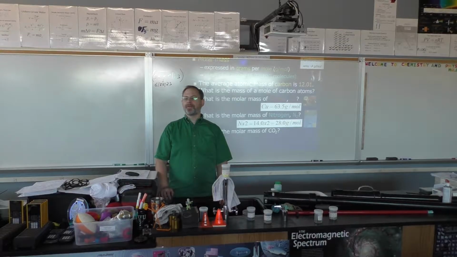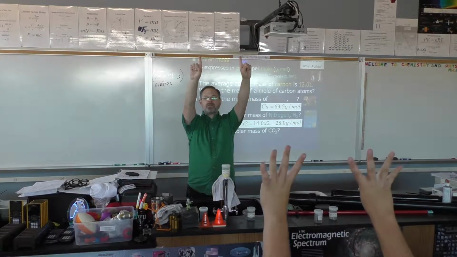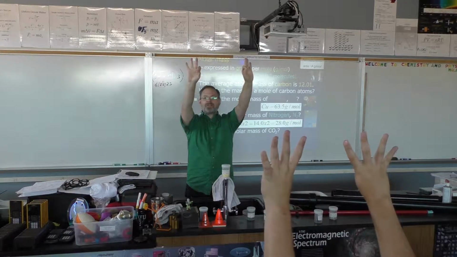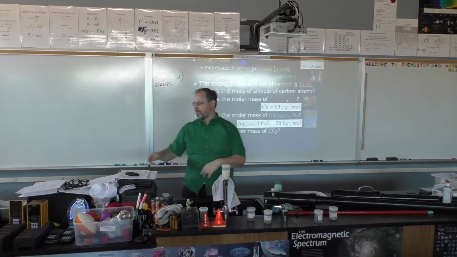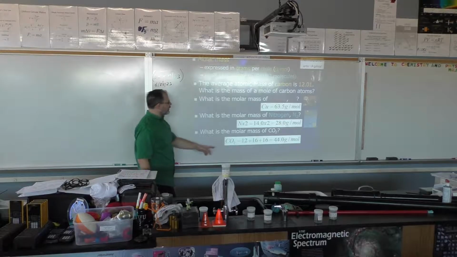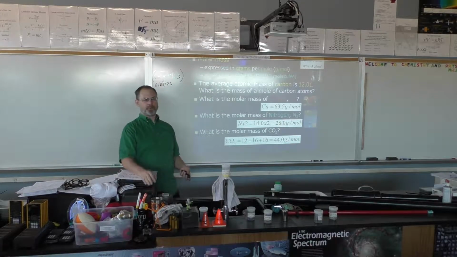Okay. With your fingers, show me what the number is. Is it 11? Is it 21? Is it 22? Is it 33? It's 44! That's right, it's 44. So the molar mass of carbon dioxide is 44. You get 12 for the carbon, 16 for each oxygen, for a grand total of 44.